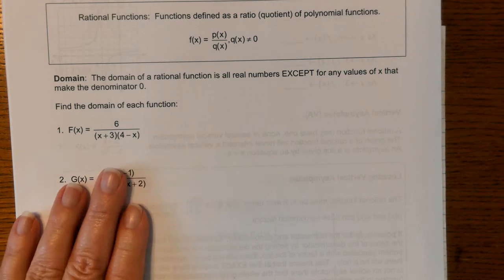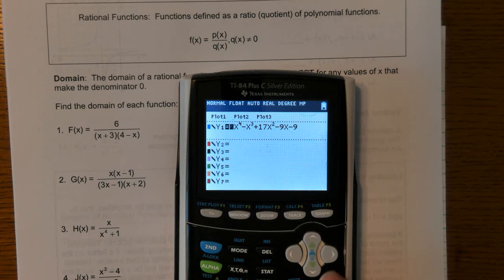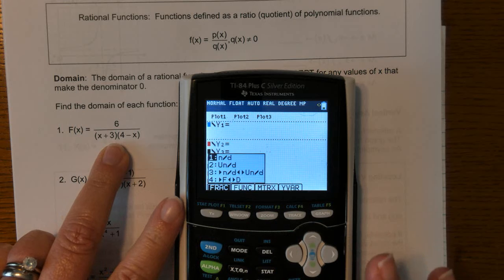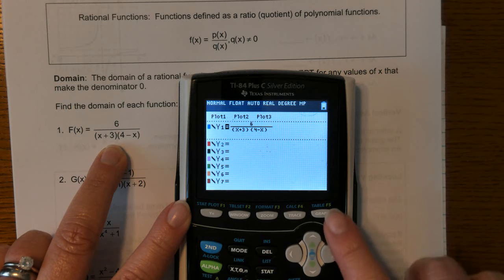So let's start out. Let's graph this thing, just to see what it looks like. I'm going to go to alpha y equals, I'm going to graph that in there, 6 over (x plus 3) times (4 minus x). I'm going to graph that.